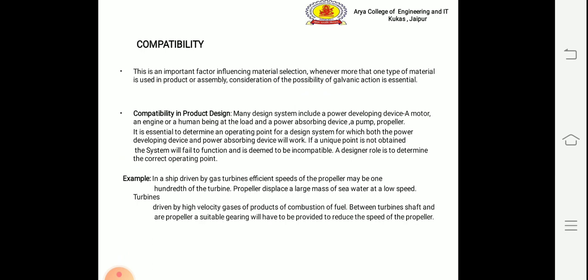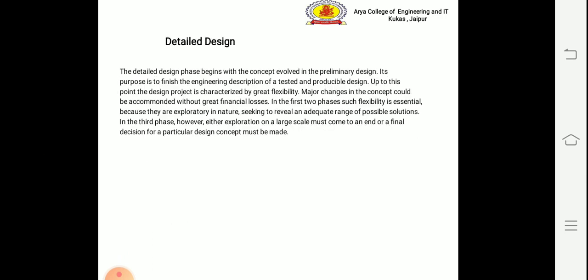Example: in a ship driven by a gas turbine, the efficient speed of the propeller may be 1/100th of the turbine. The propeller displaces a large mass of seawater at a low speed. Turbines are driven by high velocity gases, the product of combustion of fuel. Between the turbine shaft and the propeller, suitable gearing will have to be provided to reduce the speed of the propeller. This is called compatibility.